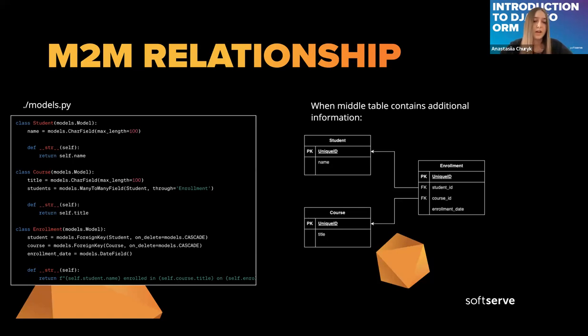Our enrollment table has foreign key to student model, and foreign key to course model, as well as we want to store enrollment date. To define that this is the middle table, we have the field students in the model course, where we pass the parameter through with the name of the model.